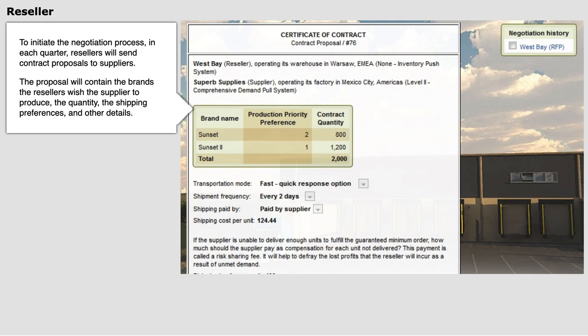Resellers will send contract proposals to suppliers. The proposal will contain the brands the resellers wish the supplier to produce, the quantity, the shipping preferences, and other details.